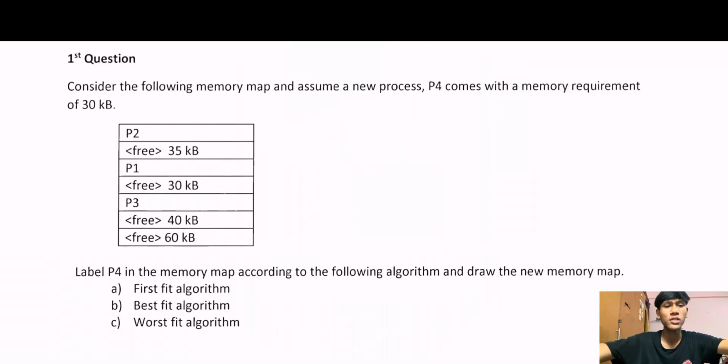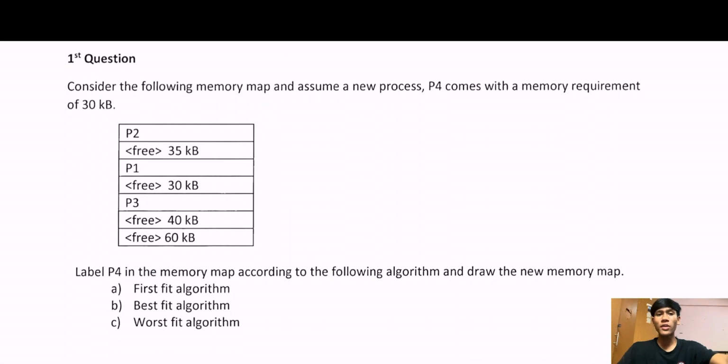First question, consider the following memory map and assume a new process P4 comes with a memory requirement of 30 KB. In the table, P2 free 35 KB, P1 free 30 KB, P3 free 40 KB, free 60 KB. Label P4 in the memory map according to the following algorithm and draw the new memory map.